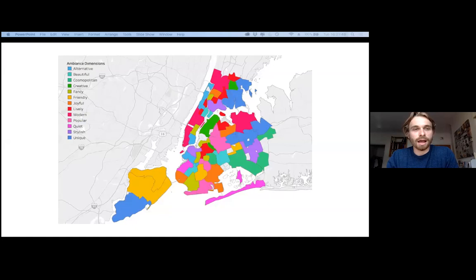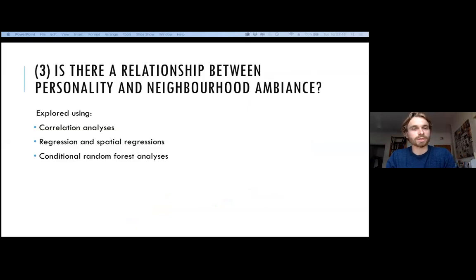Cool. And then the final research question I had was, is there a relationship between personality and neighbourhood ambience? This has been something I've been chipping away at over the past year and has been explored using the following methods. Starting off with quite simple correlational analysis, we then ran regressions and spatial regressions, and then finally conditional random forest analysis.